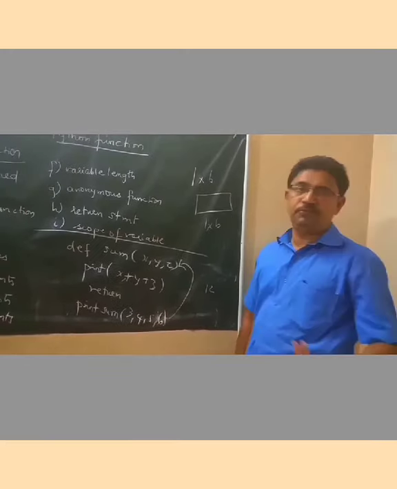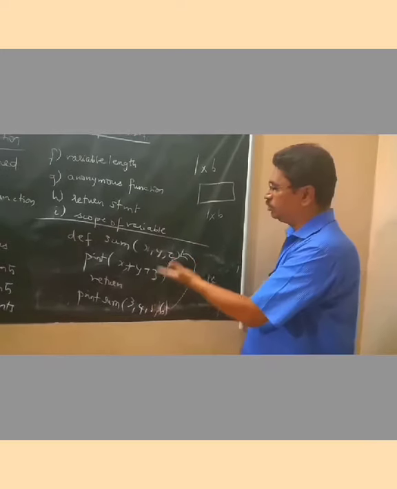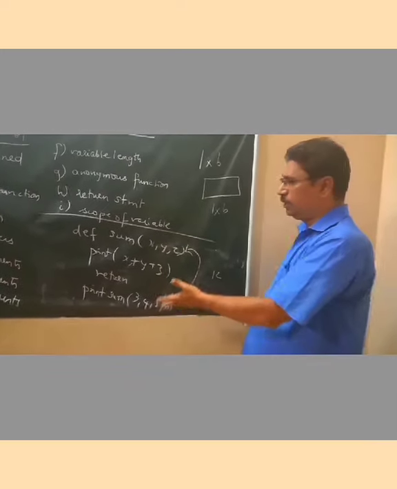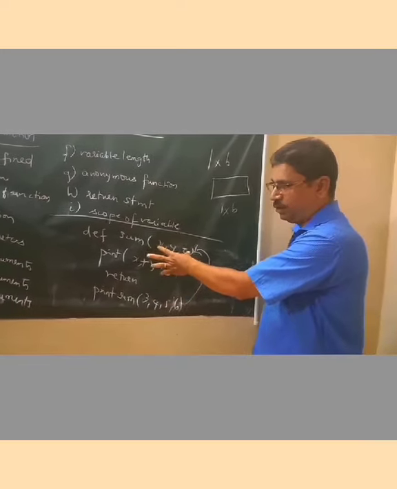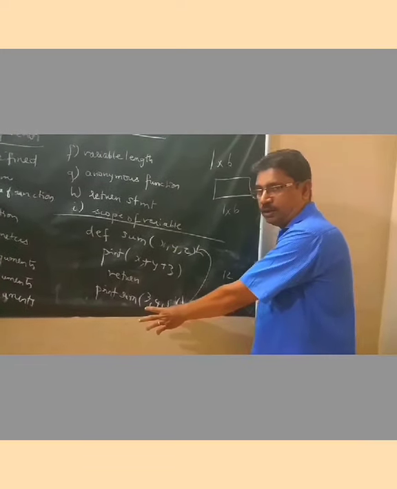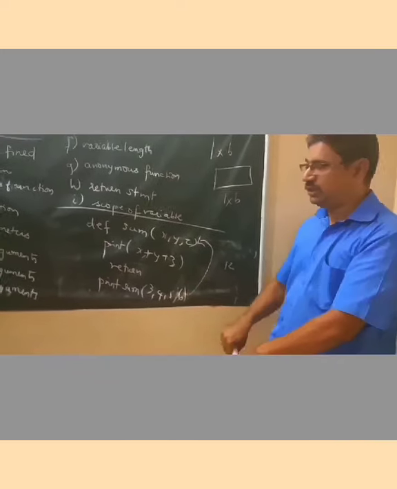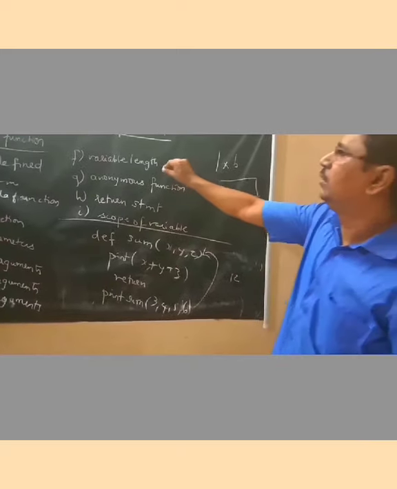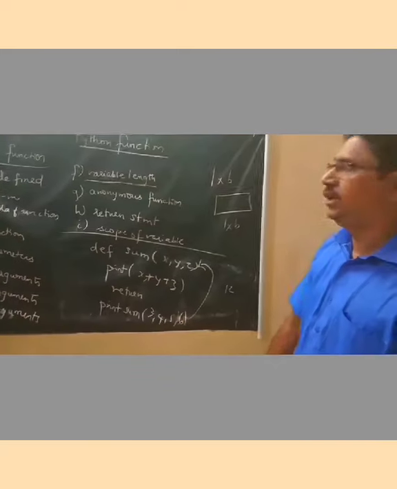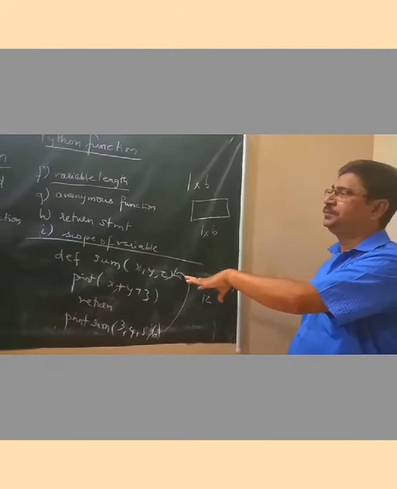So the computer gets confused. Which value should be taken for x? Which value should be taken for y? And which value should be taken for z? So the parameter and the actual value should match. If they are not matching, the computer will show an error. This is called variable length. So in a function, in a program, you have to take care of all these things.